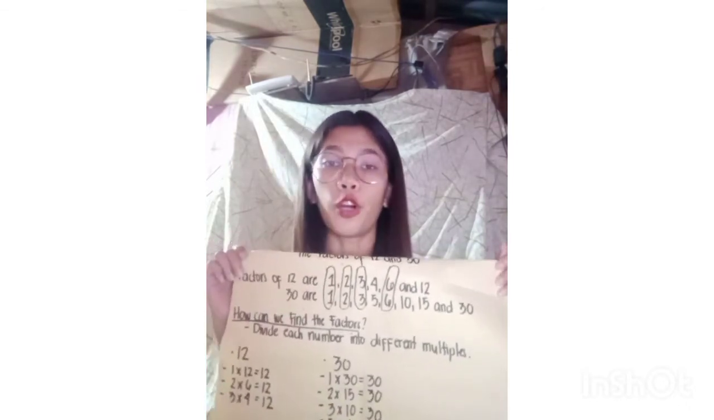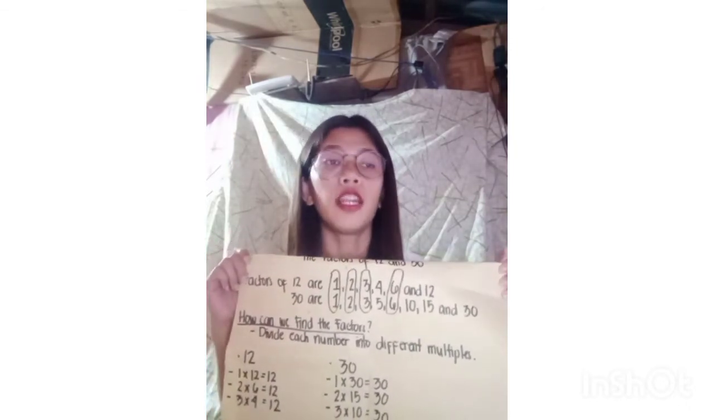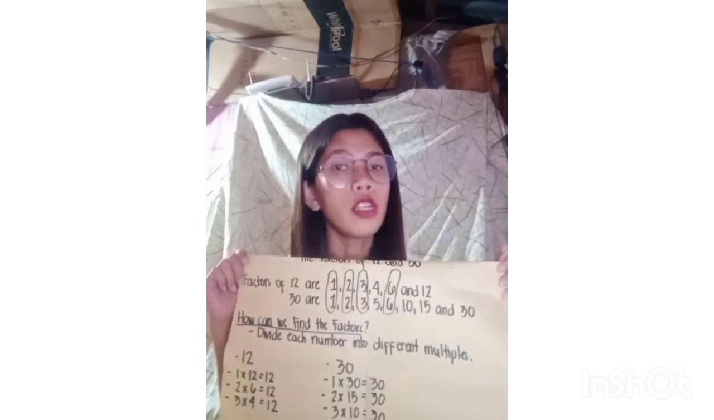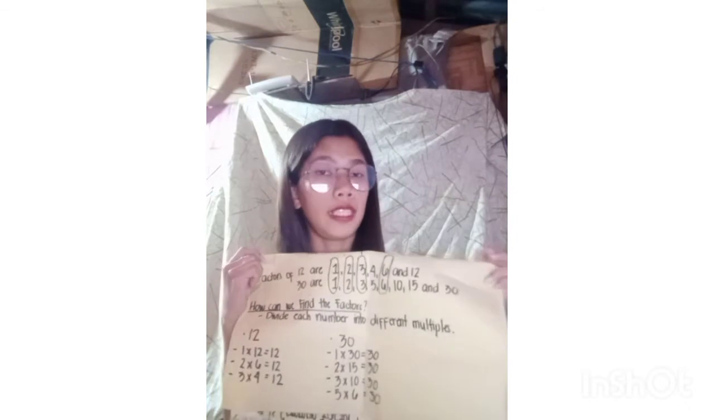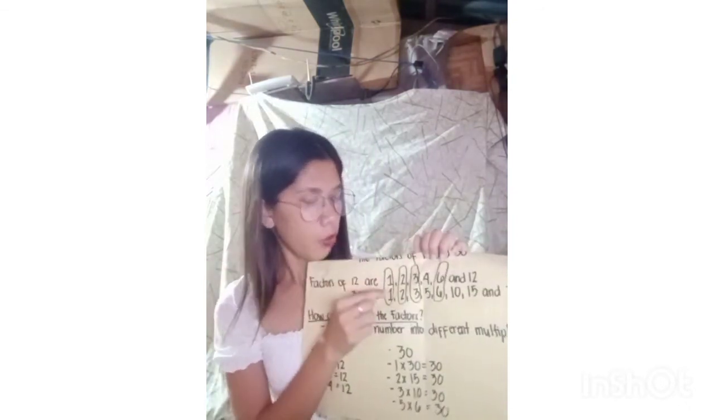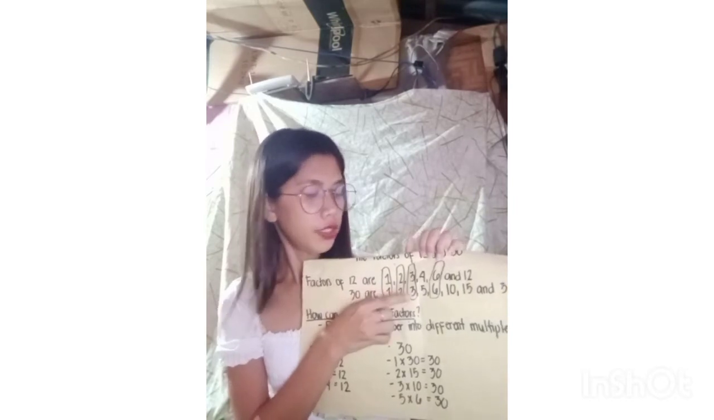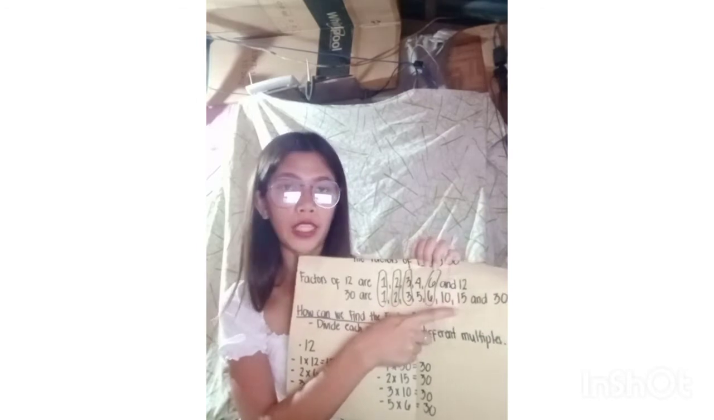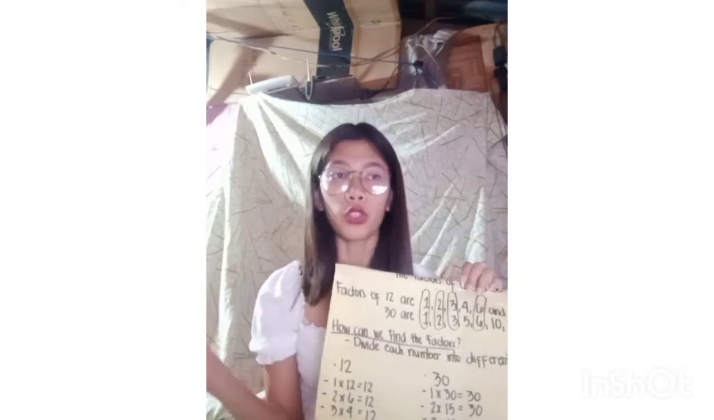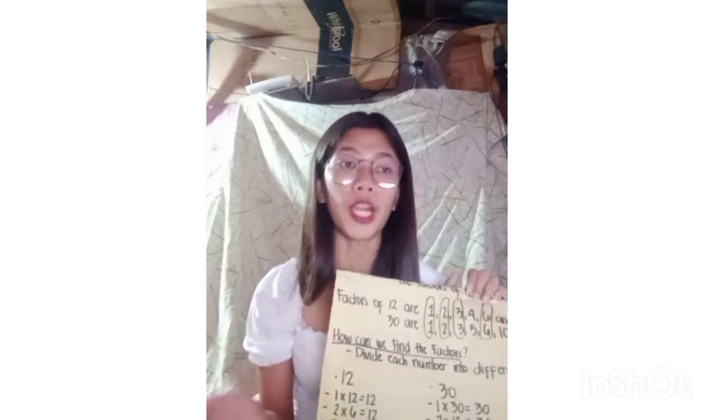the factors of 12 are 1, 2, 3, 4, 6, and 12. And the factors of 30 are 1, 2, 3, 5, 6, 10, 15, and 30. And how can we find the factors? We can find the factors if we divide each number into different multiples.